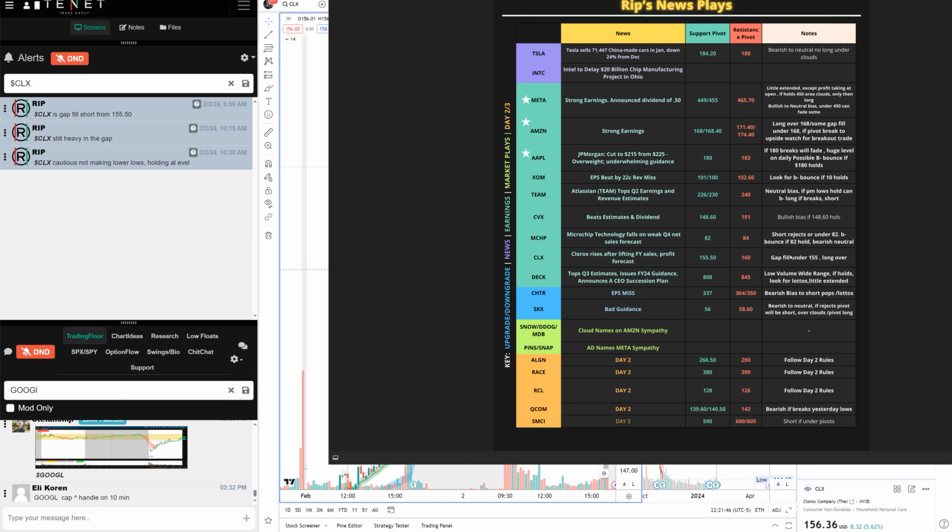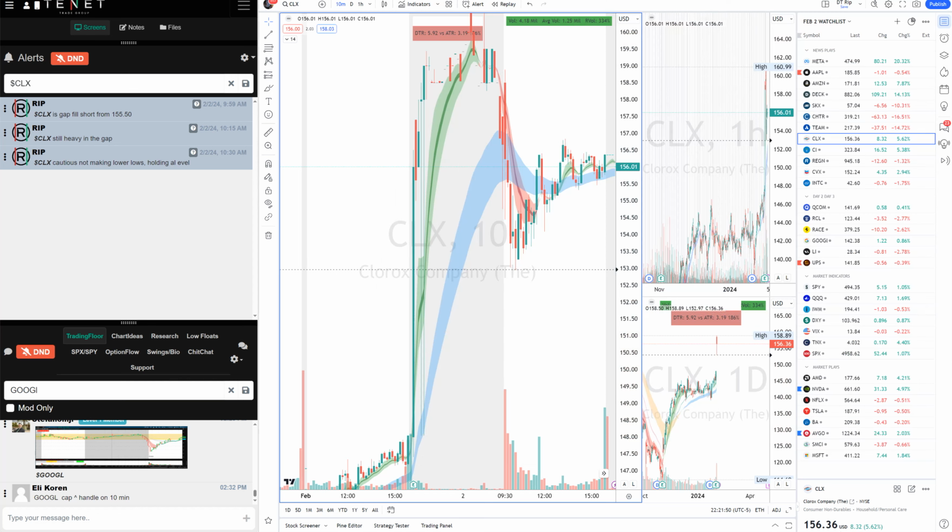I said gap fill under 155 and long over. That's what I told everybody. You can see here in the pre-market, it broke that 155.50 and went to 153. It's a decent short. Still heavy in the gap.